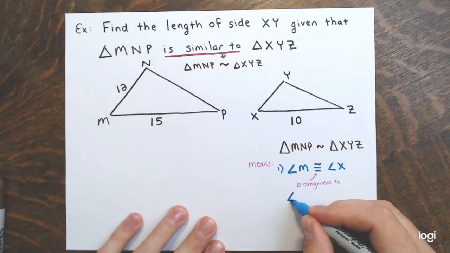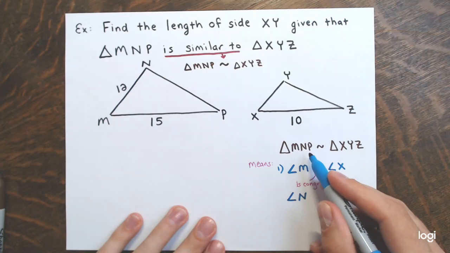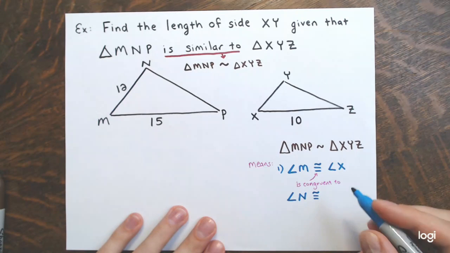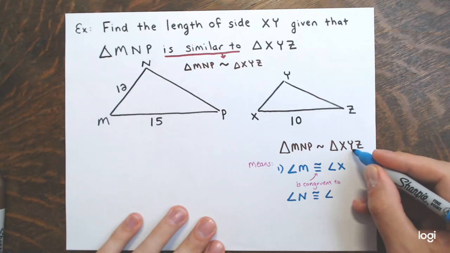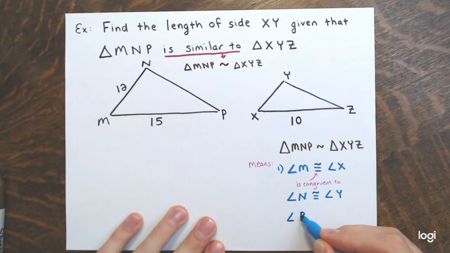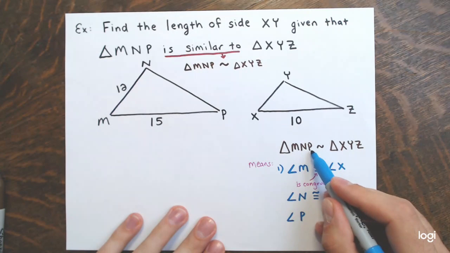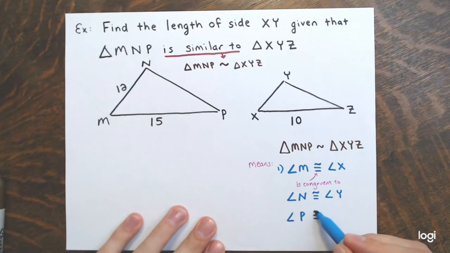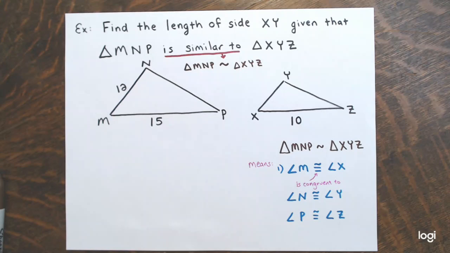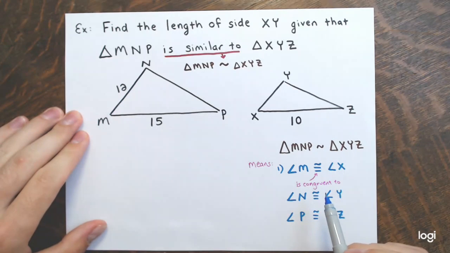And angle N, the second letter in this triangle name, would be congruent, have the same measure, to angle Y, the second letter in that name. And angle P, the third letter in this name, would be congruent to angle Z, the third letter in that name. And you might also see them indicated on the picture like this. This is a little bit of geometry symbolism you see in a lot of geometry books.